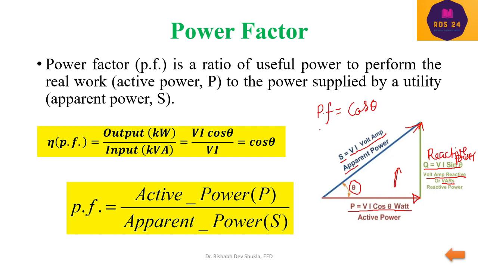What is given over here in this slide? This is cos phi. Suppose we are having a system. On the input side, power S. On the output side, the real work is done by the power P. So power factor is equal to P upon S. This is the actual power factor.